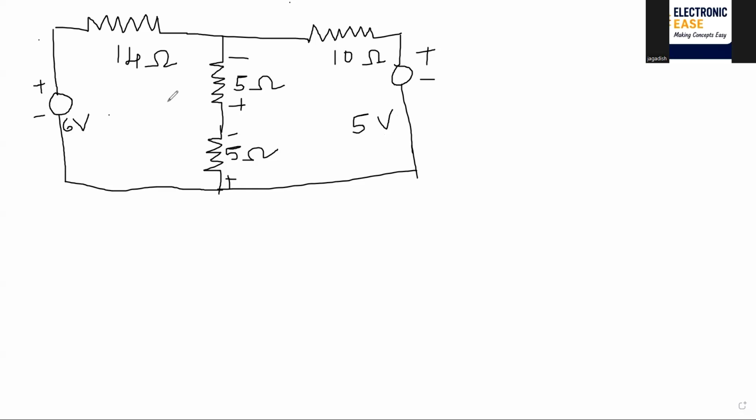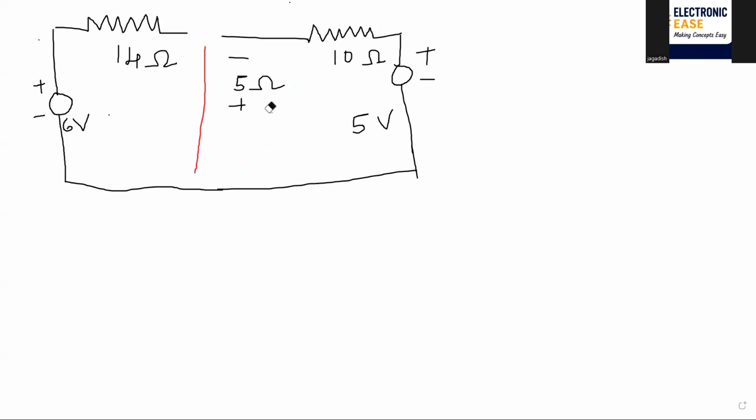Okay, now how to solve, children? The first step is don't directly see the circuit, analyze it. Here we can do one simplification in the circuit. How are these two connected, children? This 5 ohm and this 5 ohm are connected in series. So we can replace this resistor here only, 5 plus 5 as 10.